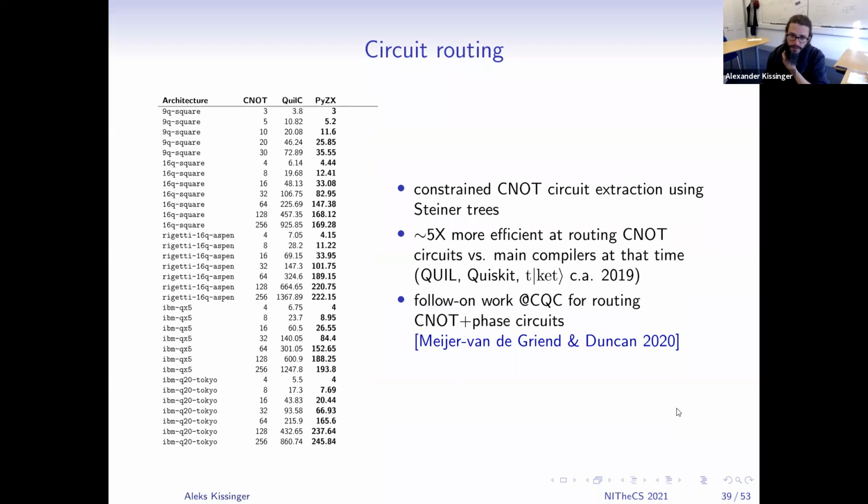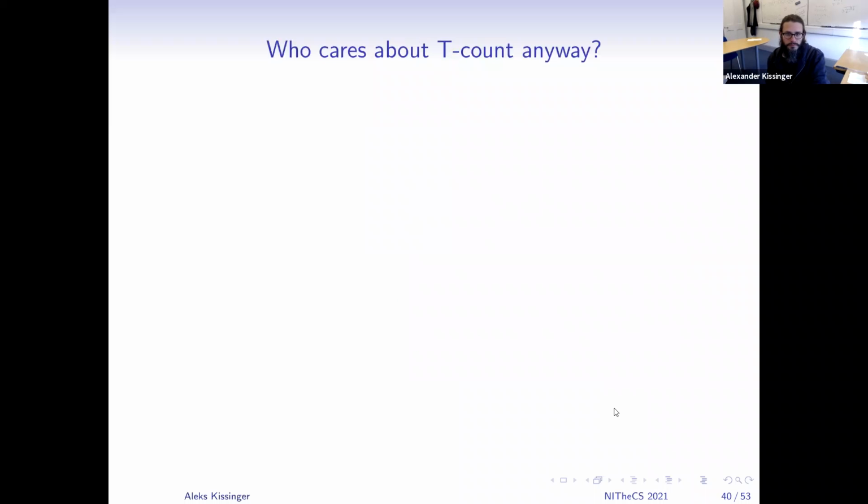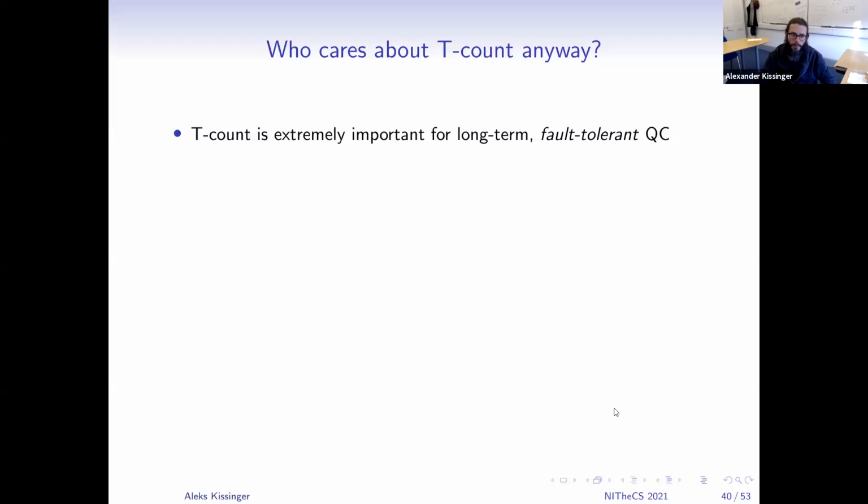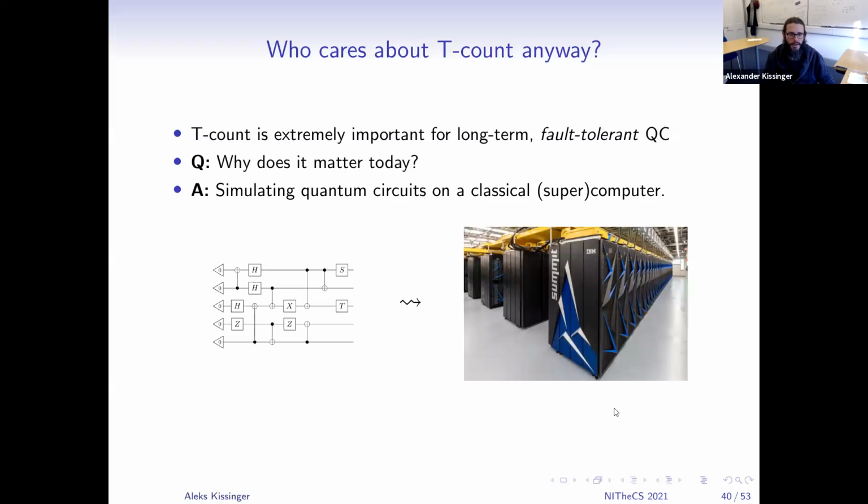And there's been some follow-on work. So for instance, at CQC, where they make the t|ket> compiler, they've done some follow-on work for broader families of circuits, and there's been various other people using these techniques or similar ones to do circuit routing. Okay, so I think that's a pretty good success. But I really want to come back to this question, because I like it, because there's another answer you can give if somebody says, who cares about T count? So of course the standard line is that T count is very important for long-term fault-tolerant quantum computing. But you could ask, why is it relevant now?